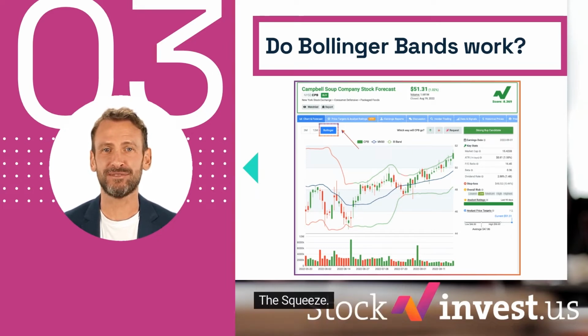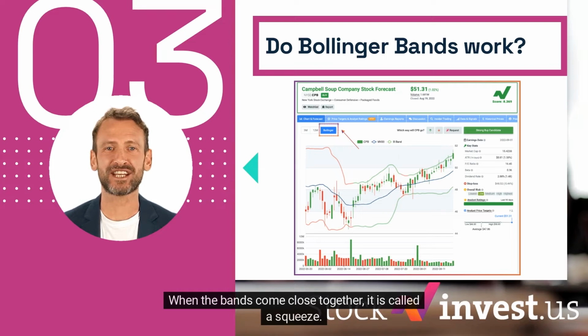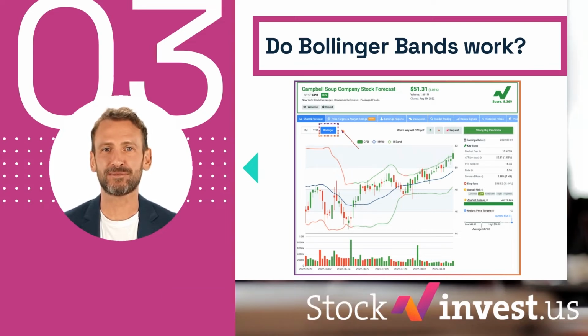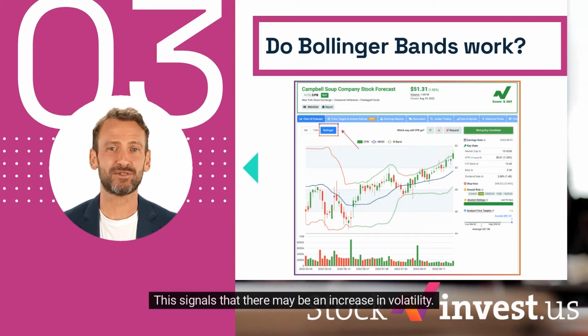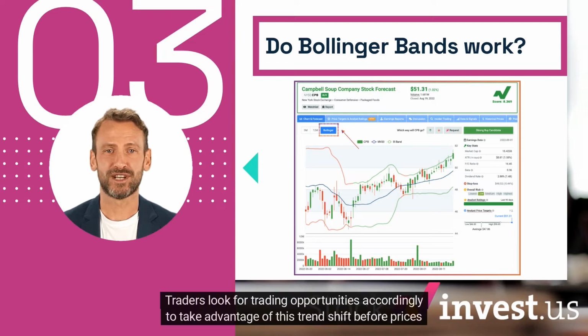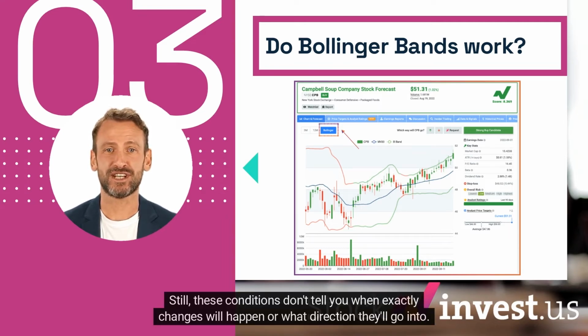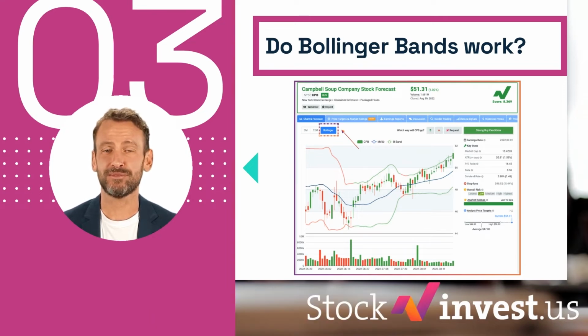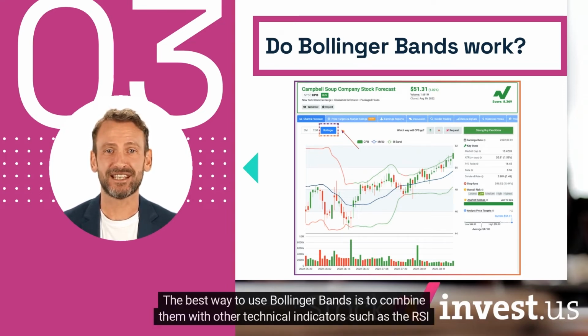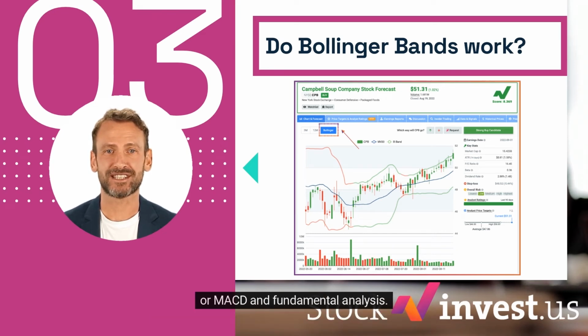The squeeze. When the bands come close together, it is called a squeeze. This signals that there may be an increase in volatility. Traders look for trading opportunities accordingly to take advantage of this trend shift before prices change again. Still, these conditions don't tell you when exactly changes will happen or what direction they'll go. The best way to use Bollinger Bands is to combine them with other technical indicators such as the RSI or MACD and fundamental analysis.